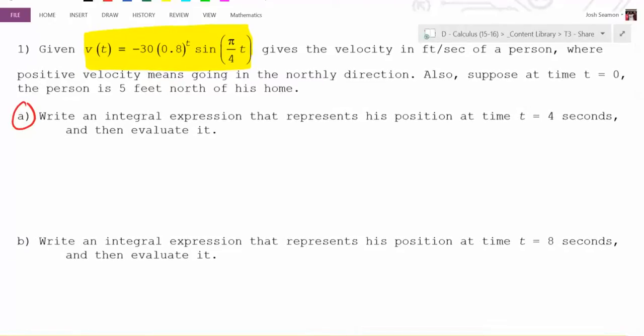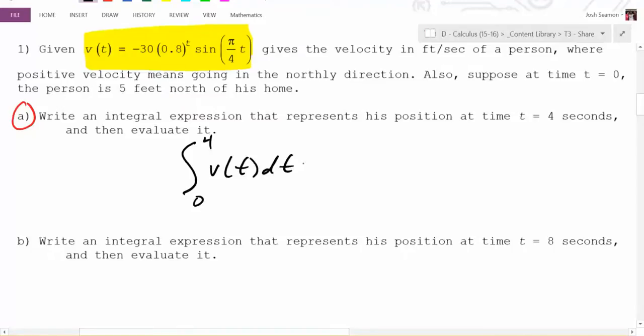What is the integral expression? From 0 to 4 of v of t dt. But that's not all of it. That right there is the displacement from 0 to 4. I've gone 10 feet, right? Where am I? To know where I am, you have to know where I started. So what do you have to plug in the front?